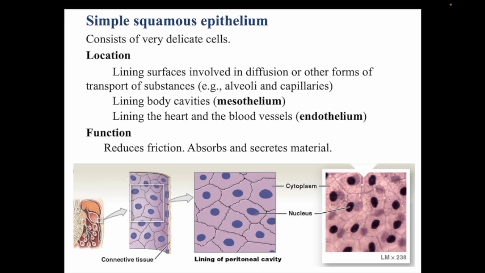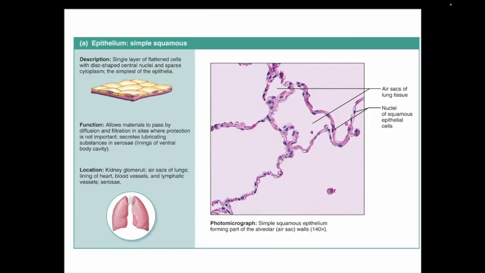Again, with the squamous, your goal should be to understand where you find each of these tissues, identify them for lab, but also know where to find them. And there are particular names. For example, the simple squamous has names depending on where it fits. For example, the mesothelium lining surfaces and body cavities, and the endothelium lining the blood vessels and the heart.